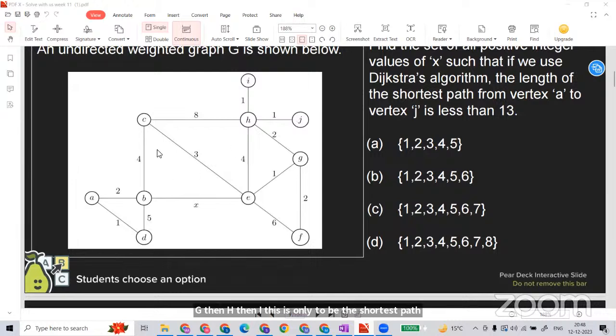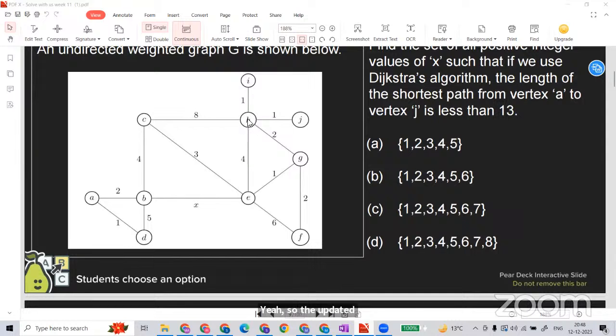Or is it this way, or directly C to H and then J? C to H, how can it be, sir? Because C to H is 8, 9. Yes, sir, it is 9. And here it is 3, 1, 4, and then okay. So this is 6. Yeah, so the updated H will be 6 here.